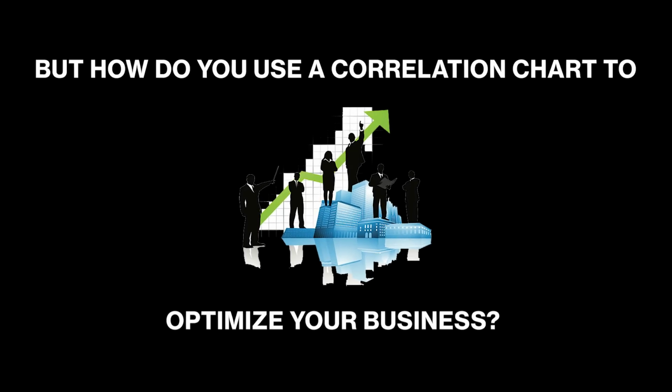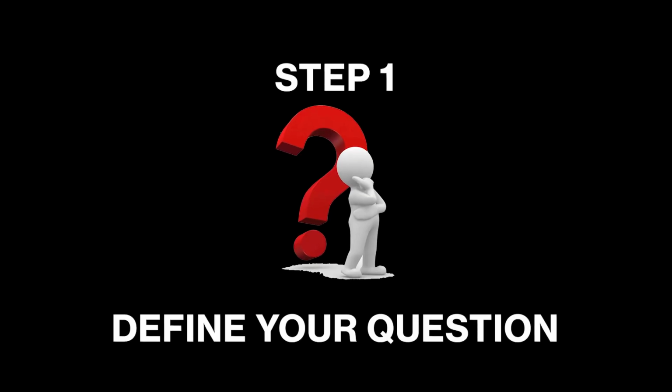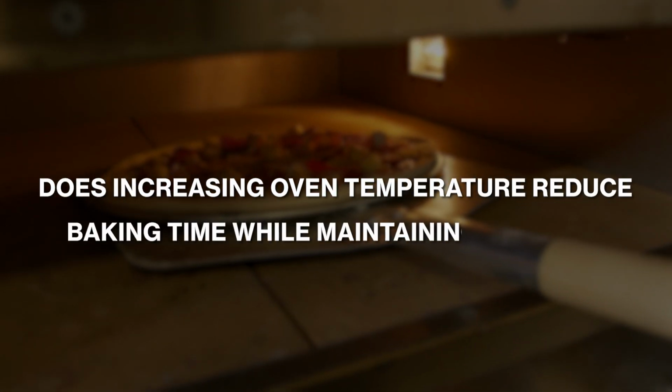But how do you use a correlation chart to optimize your business? Well, here are the basic steps. Don't worry, I'll go through them all using our Zero-Defect Pizzeria example. Step 1, define your question. The pizzeria manager wants to know, does increasing oven temperature reduce baking time while maintaining quality?